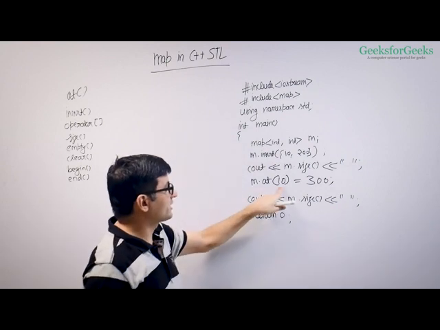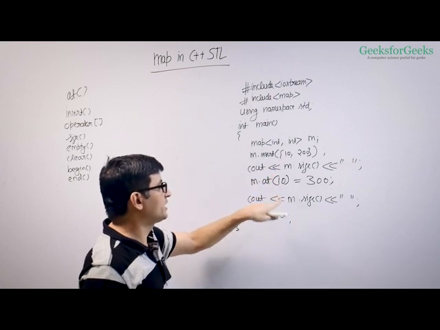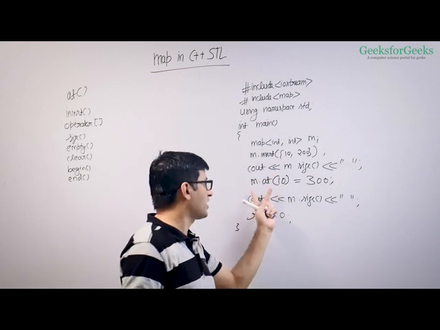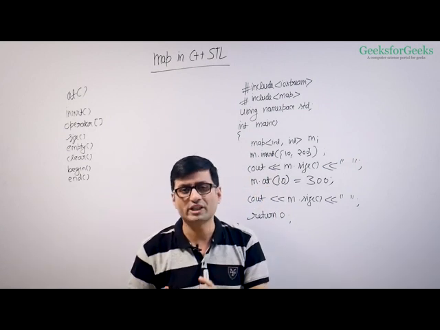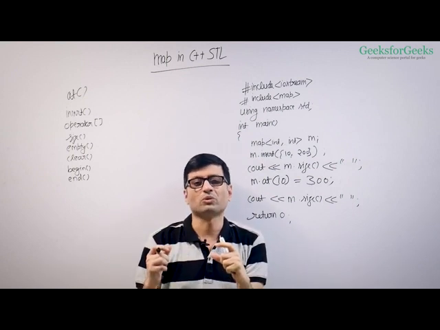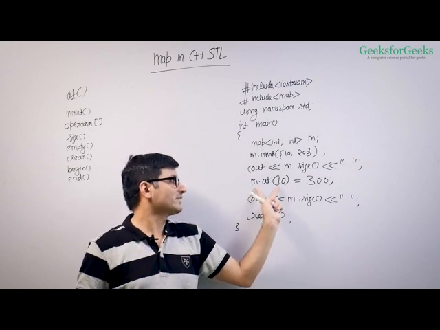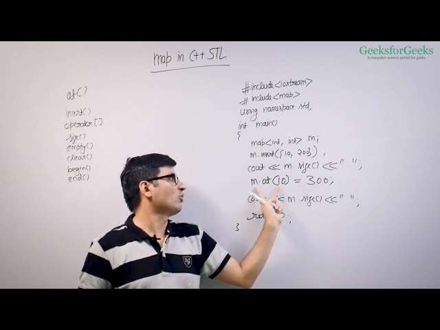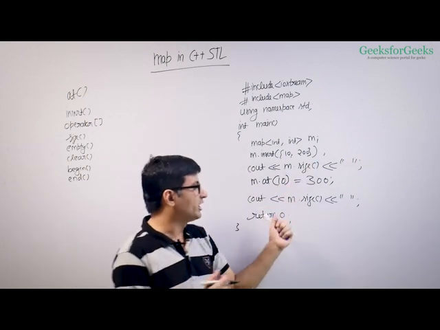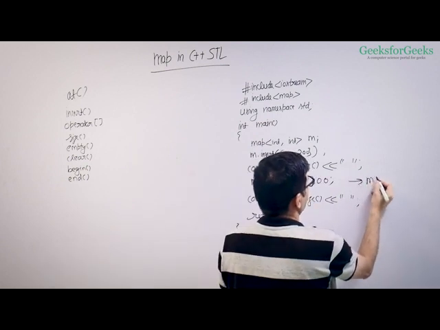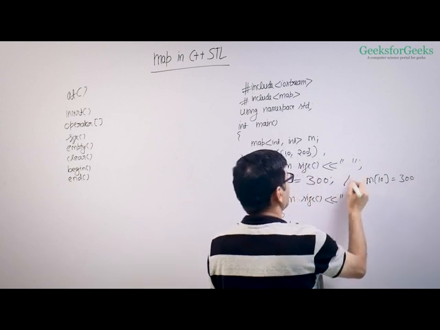So if you try to access any key which is not present in the map, you will get an out of range exception. This at was added later in the C++ standard to have better coding, right? Because the square bracket was simply adding the key if it was not present. But at ensures that it gives the reference of the value only when this key is present. So the output of this program is going to be the same. The effect here is going to be the same. If you write m[10] = 300, that's the same as this. They both have the same effect.